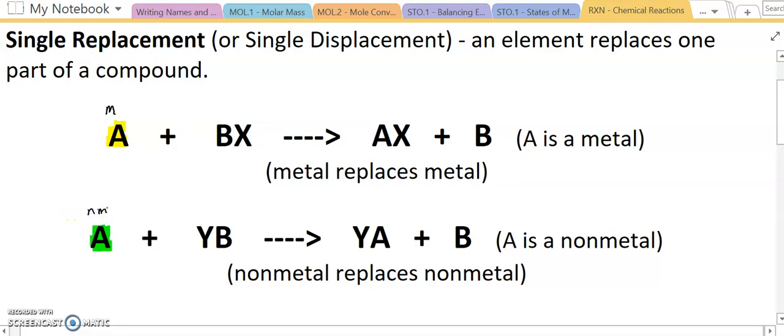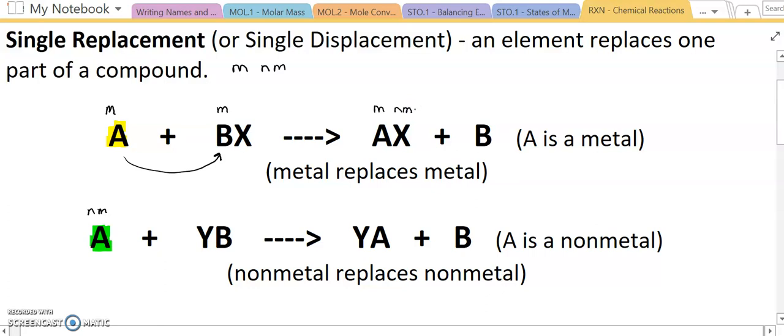An ionic compound is always going to be made up of a metal first, paired with a nonmetal. So if I have a metal being replaced, the metal is going to replace the metal. So if A is a metal, it is going to replace B as a metal. And that means that the metal is always going to be written first as my product, and the nonmetal is going to be written second.